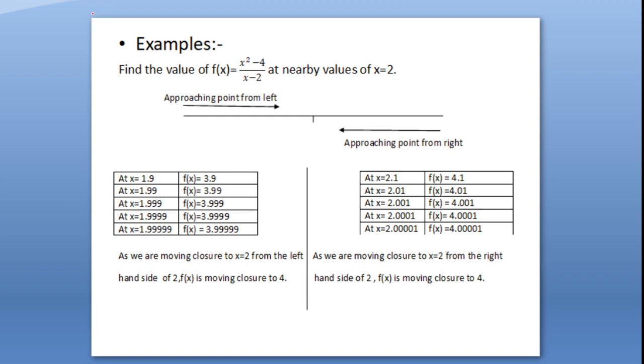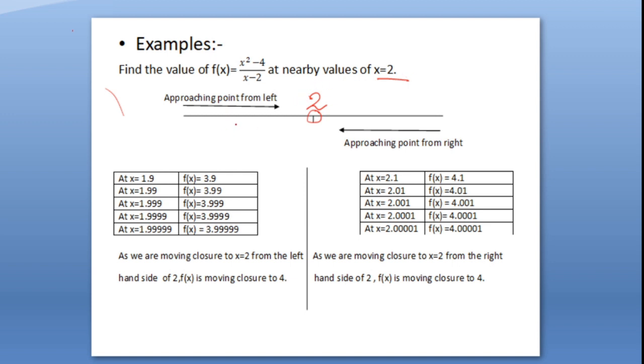Now consider f(x) equals x square minus 4 by x minus 2, at nearby values of x equals 2. I have taken one number line, and here this middle point I am taking as 2 because the limiting value is x equals 2. That's why we are taking 2 here.